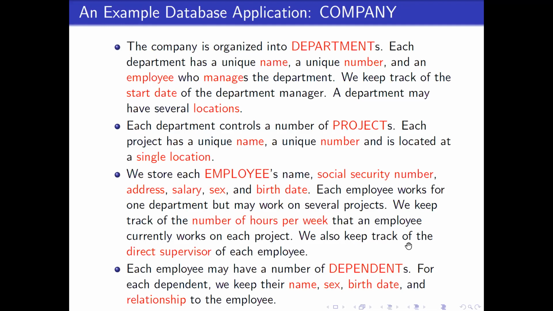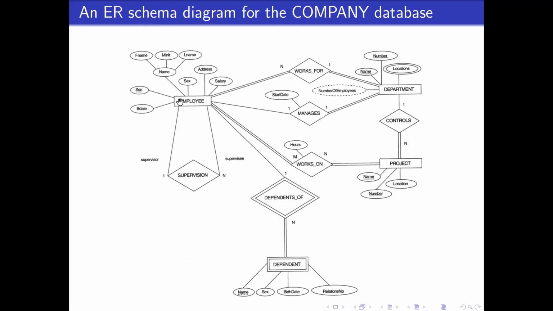And they say we keep track of the direct supervisor of each employee, which means another relationship we need to represent: supervision. Some employees supervise other employees, which means we have a recursive relationship we call supervision with the employee entity. Since it's a recursive one, we have to name the two sides. We represent the supervisor side, and this is the supervisee side, and it connects to the same entity type.